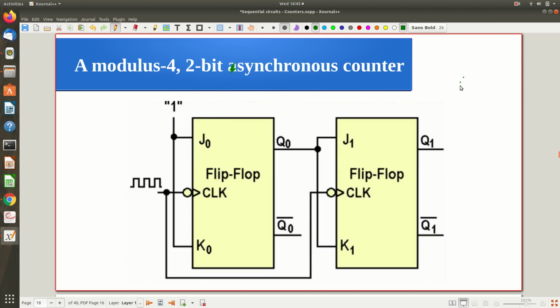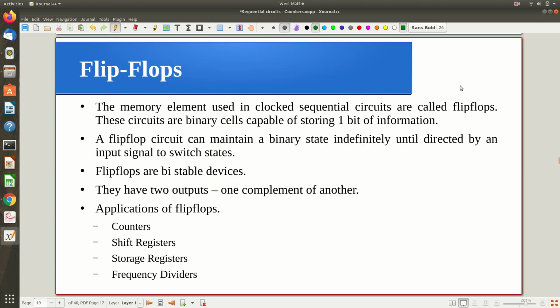Now to understand this circuit in detail, you should have a very clear idea about how flip-flops work, something which we have already seen. I request all of you to watch this video. Before that, the prerequisite is you should know the flip-flop concept in detail. Anyway, this is something we already saw, just for recollecting what we learned so far.